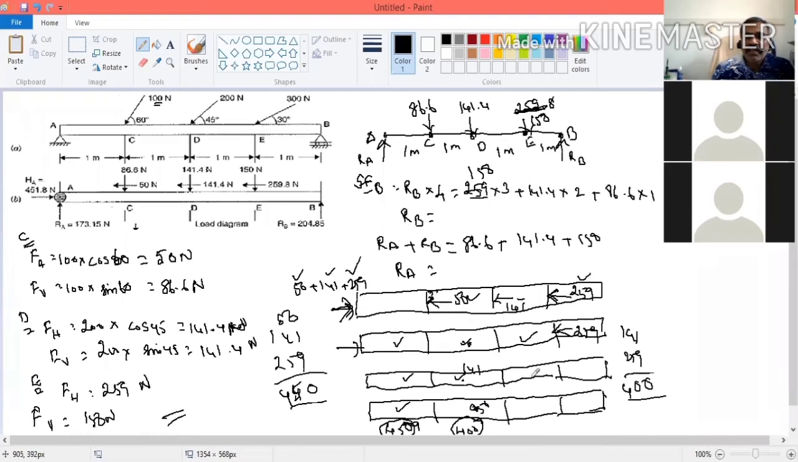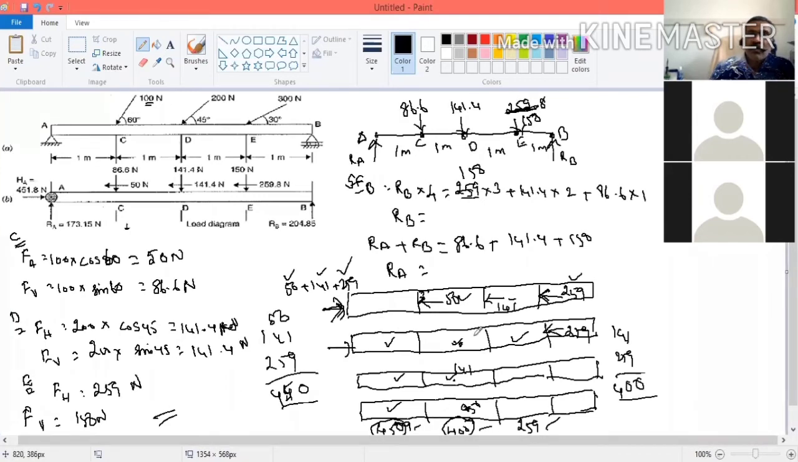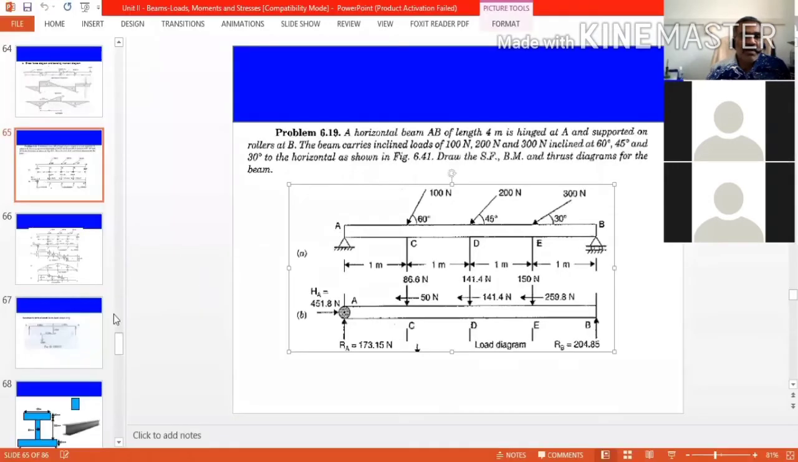At section 3, how much is it? 259. So these are all the loads acting. At section 3, 259 is acting. Section 2, 400. And section 1, 450. Now how to calculate shear force and bending moment. After calculating the shear force, bending moment and the axial force, you have to draw the shear force diagram and the bending moment diagram.